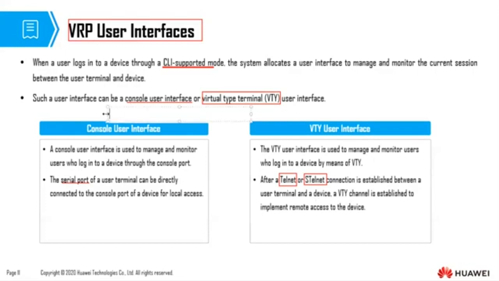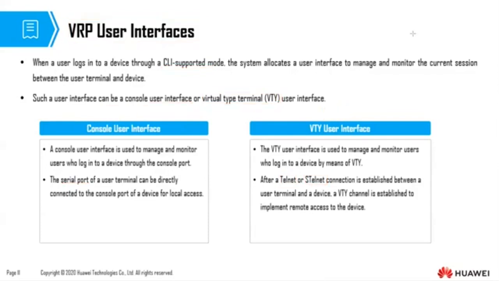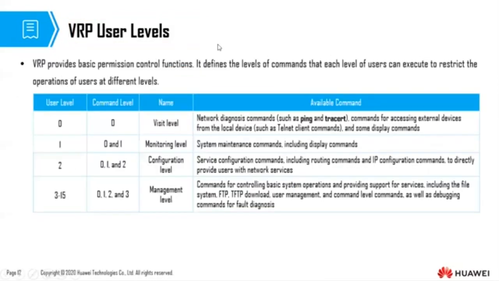Now, you can only get one console user interface, while for the virtual user interface, you can get a maximum of 15 user interfaces. What that means simply is only a single person can log in through the console user interface at a time. But with the virtual type terminal, we can have a maximum of 15 people telnetting into the same device. So that is what we mean when we say you can get a maximum of 15 VTY user interfaces, but just a single console user interface. So I hope that is clear.